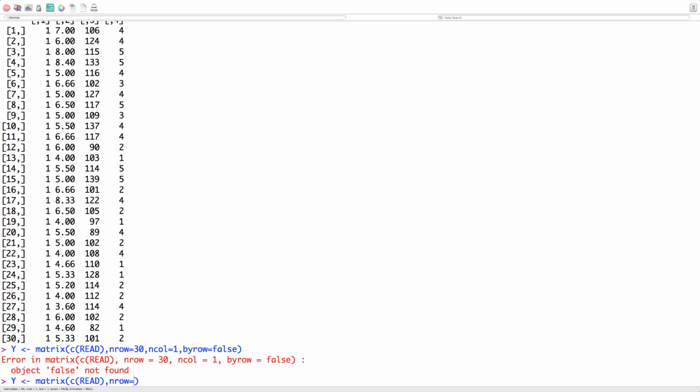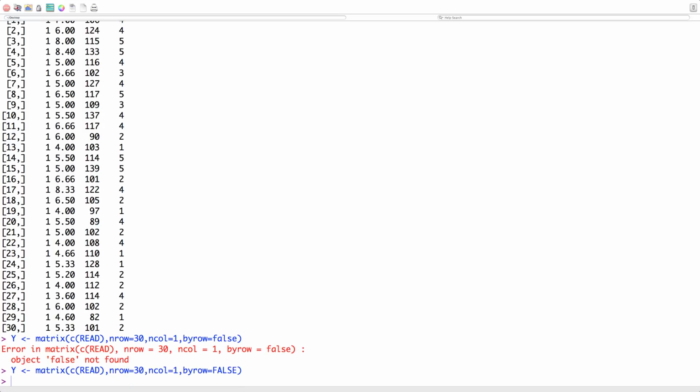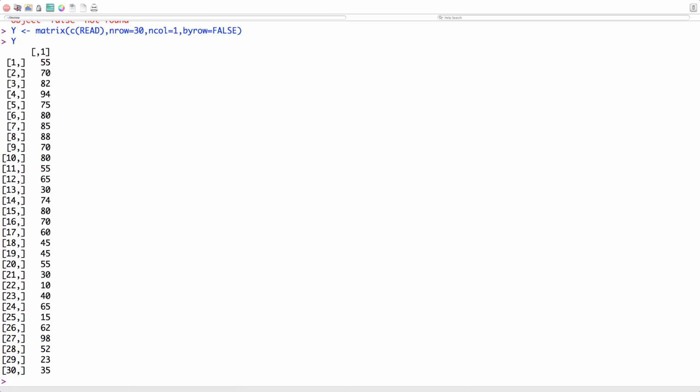C read, n row equal 30, n column equal 1. Alright, so guys, now we got our Y matrix, and life is good.